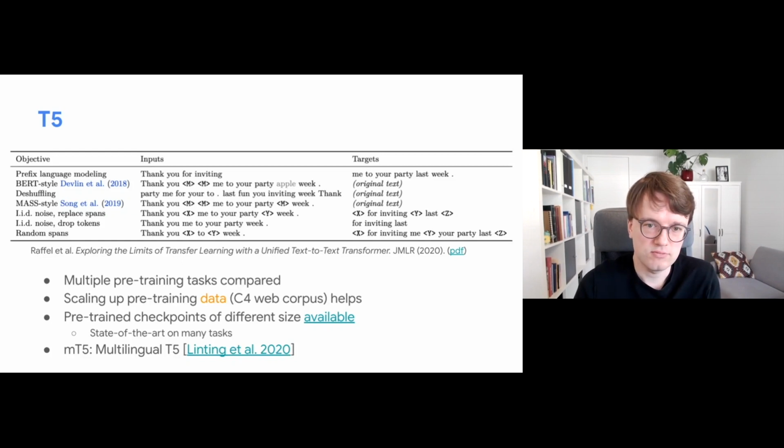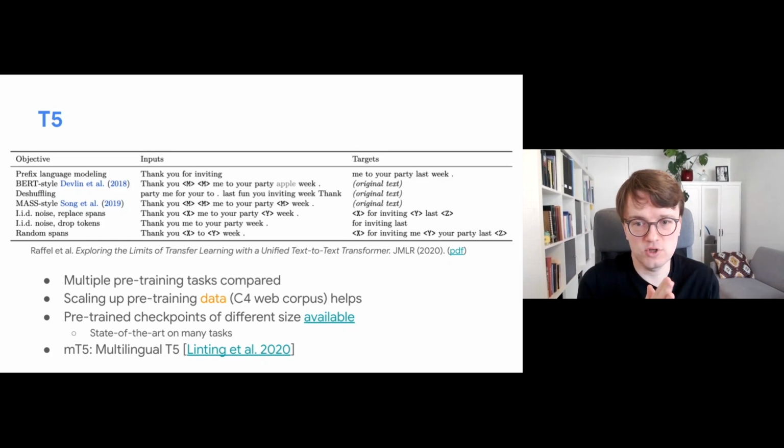Okay, so comparing the pre-training task is one thing. Another thing they show is that it's useful to scale up the pre-training data. BERT used just Wikipedia and a books corpus, while T5 uses the C4 corpus, which is also publicly available, and which is based on crawled web documents.